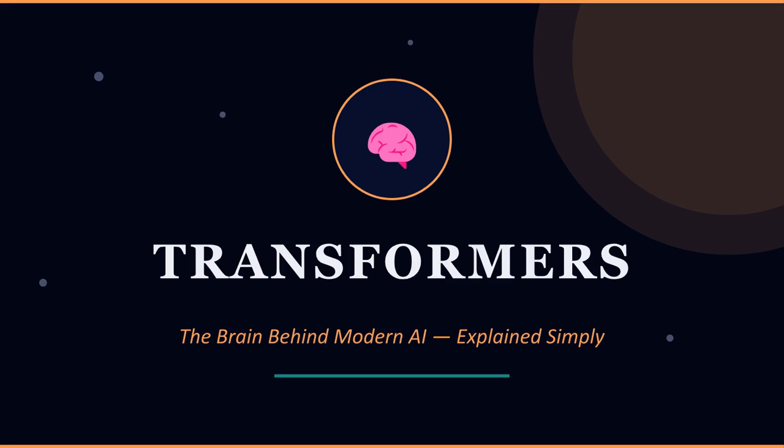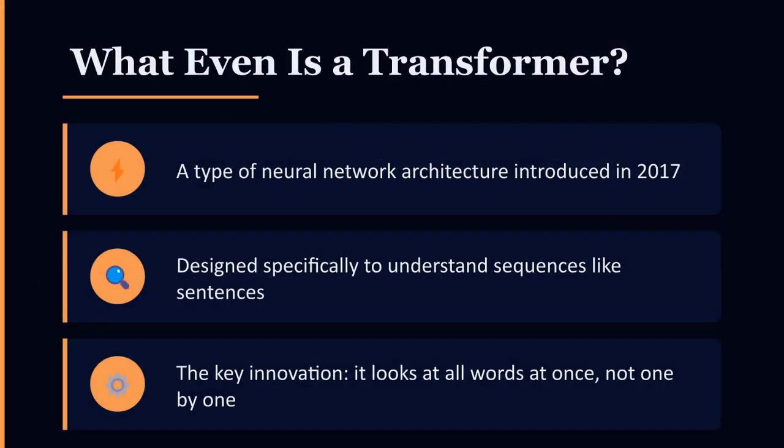No PhD required. A transformer is a type of neural network, which is just a fancy way of saying a computer program that learns from examples. It was invented in 2017 by researchers at Google, and it completely changed the game. Before transformers, AI had to read text one word at a time, like reading through a keyhole. Transformers look at everything at once, like seeing the whole page.